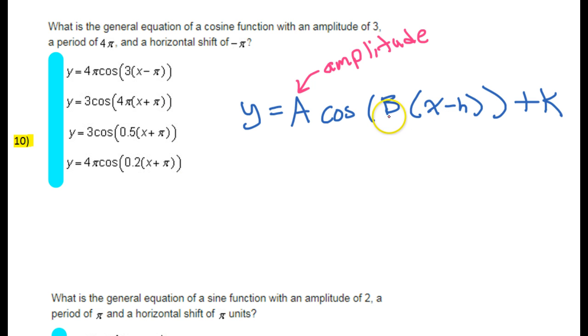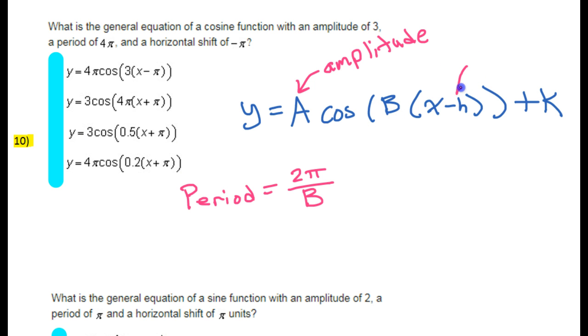Okay, the B value leads to the period. The B value by itself doesn't mean anything, but we have this little formula where we can find the period by doing 2 pi divided by the B value. In fact, maybe I should just write the word period out. Are you guys writing this down? Grab a pen, write this down. Alright, the period is always 2 pi divided by the B value. So that's what the B value does for us.